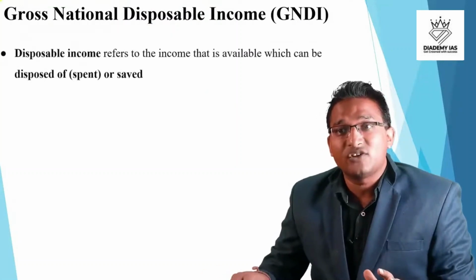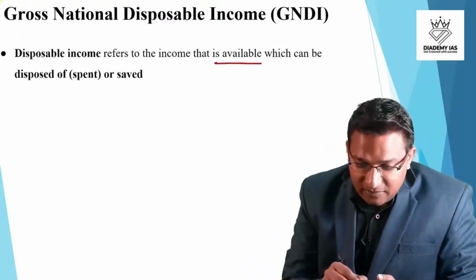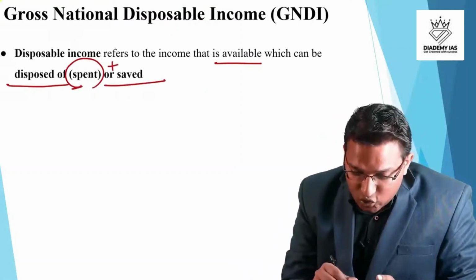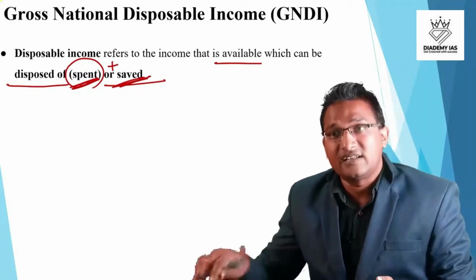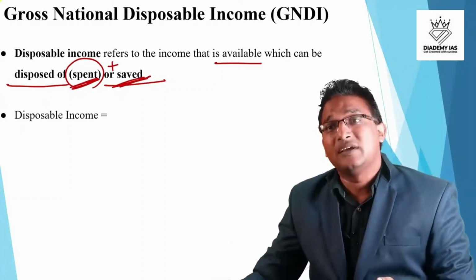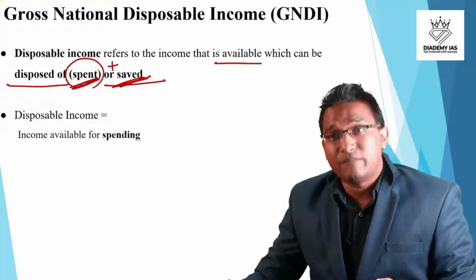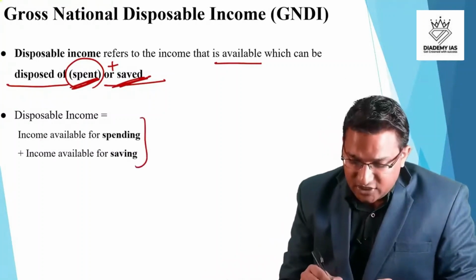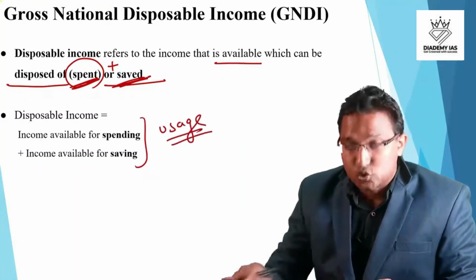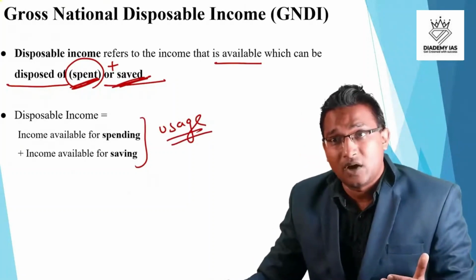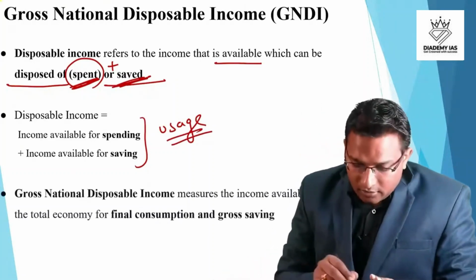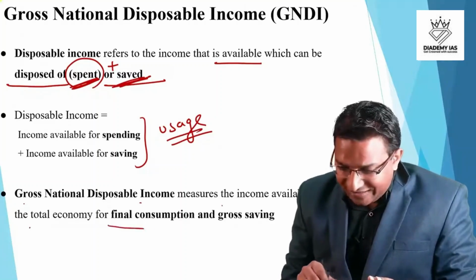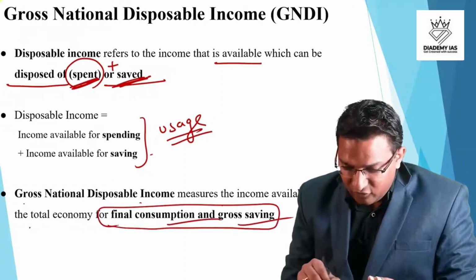So disposable income refers to the income that is available which can be disposed of, or spent or saved. So two crucial words are spent and saved. So disposable income is equal to the income available for spending plus the income available for saving. So this is the usage part, how this income will be used. But what is the sourcing part? How do we calculate? Gross national disposable income measures the income available to the total economy for final consumption and gross saving. The same thing we have repeated here also.